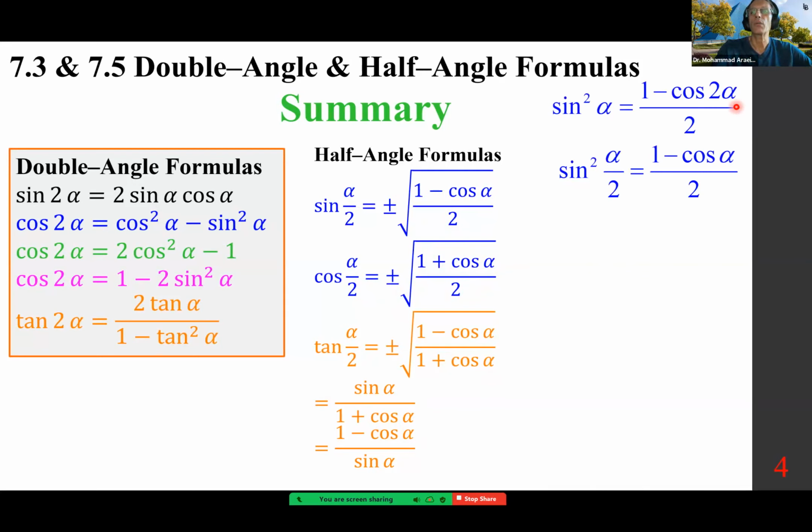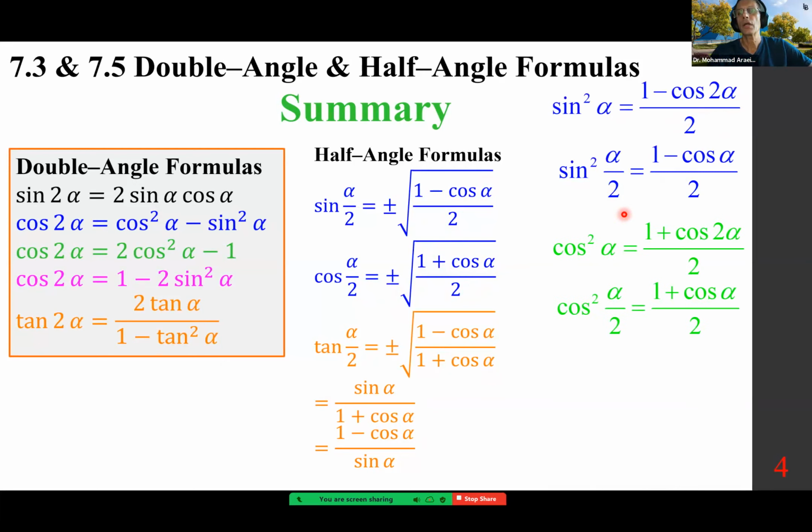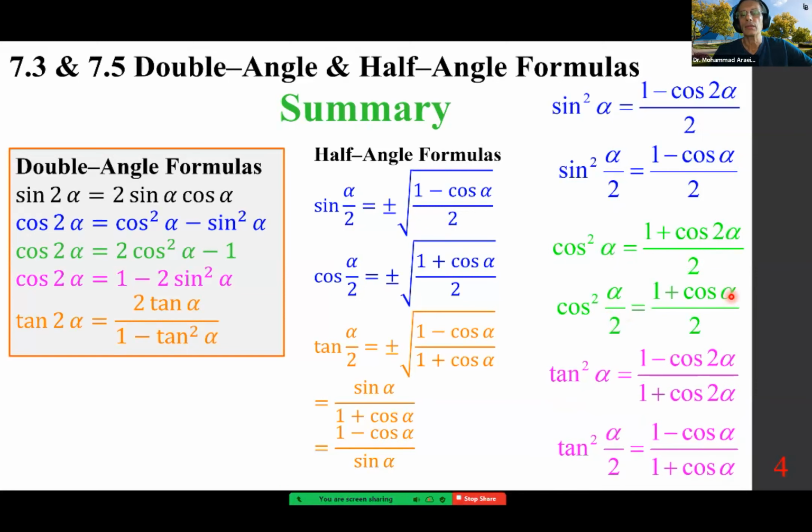Sine squared is 1 minus cosine of 2 alpha over 2, and cosine squared is 1 plus cosine of 2 alpha over 2. Now, you cut the alpha in half, therefore you cut the 2 alpha in half. And tan squared of alpha is 1 minus cosine 2 alpha over 1 plus cosine 2 alpha. And for half of it, again, you cut these in half. So that's the synopsis of that.